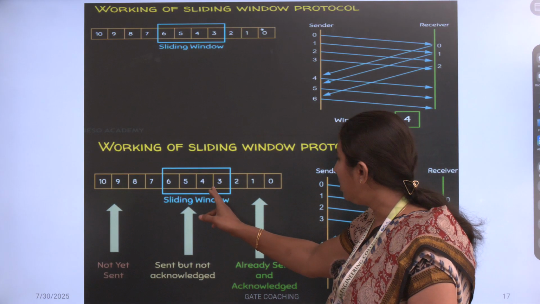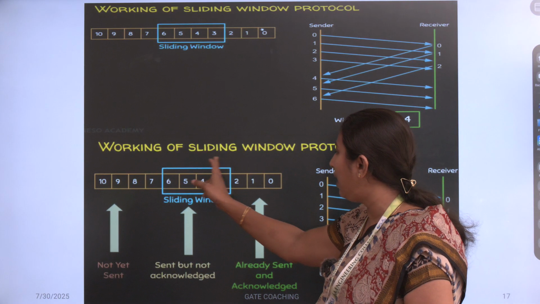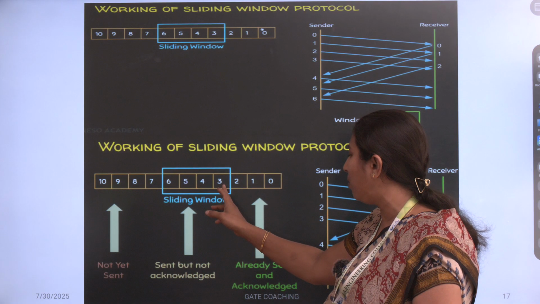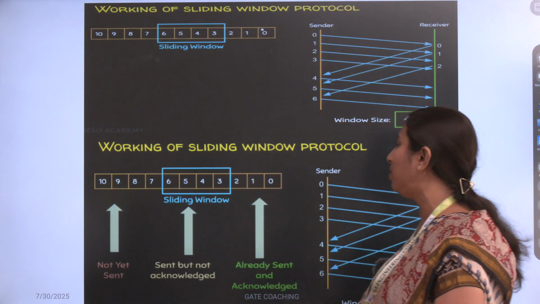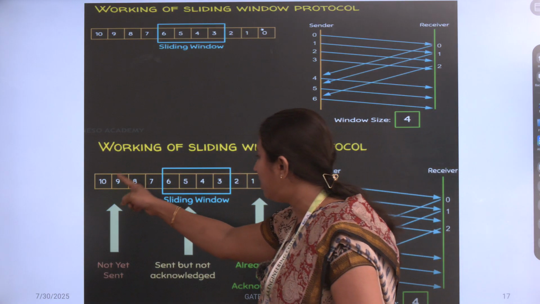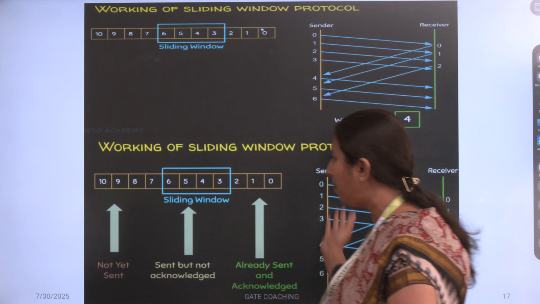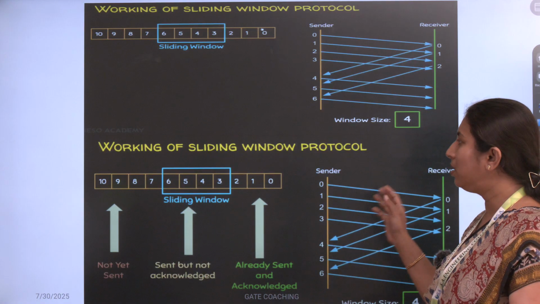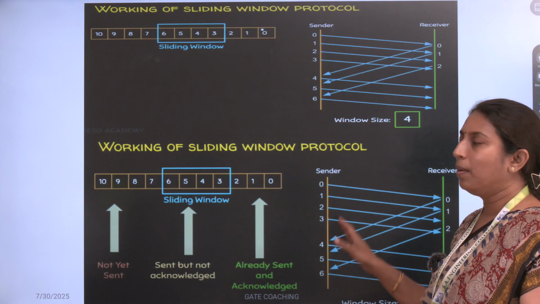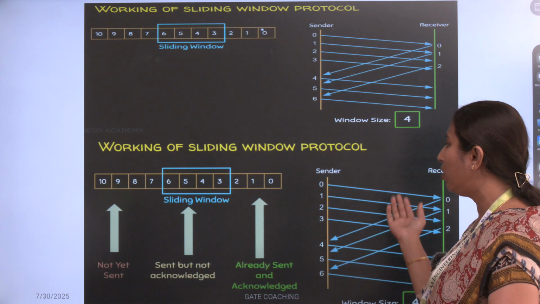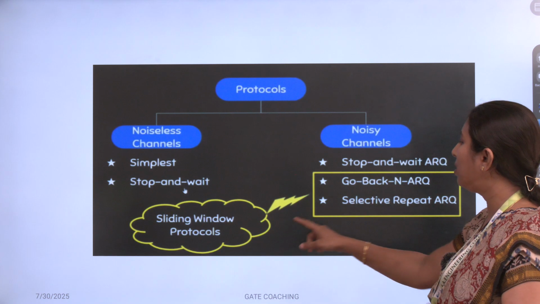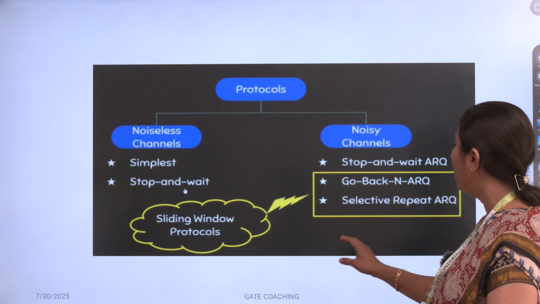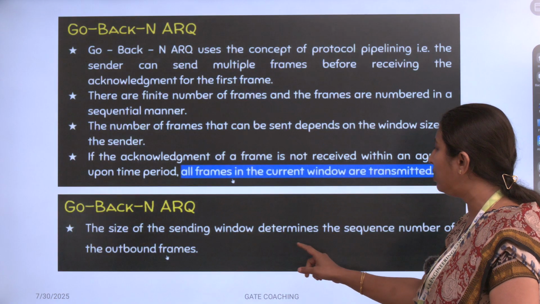What the 3, 4, 5, 6 in the sliding window indicate is that we are waiting for these frames to be acknowledged by the receiver. These frames have not yet been given to the receiver. This is how the sliding window works. Based upon this concept, we are going to see what Go-Back-N ARQ is, which comes under the concept of sliding window protocol.